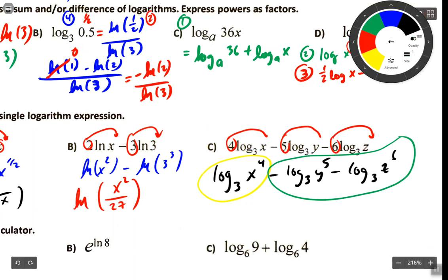So you're going to end up with log. Why is the second two on the bottom? You're subtracting both of them. Anytime you subtract, it goes into the denominator. Anytime it's not subtracted, just added, it goes in the numerator. So this is going to, just hang on, let me finish this. It's going to be the x to the 4th on top, and the y to the 5th and the z to the 6th on bottom.